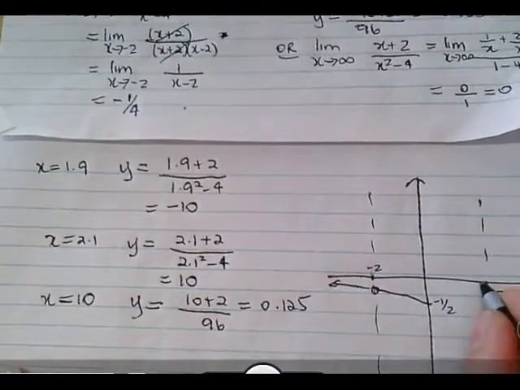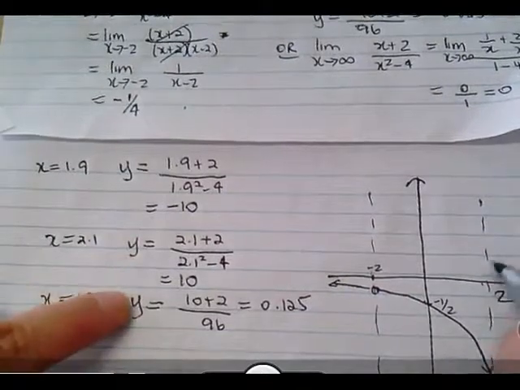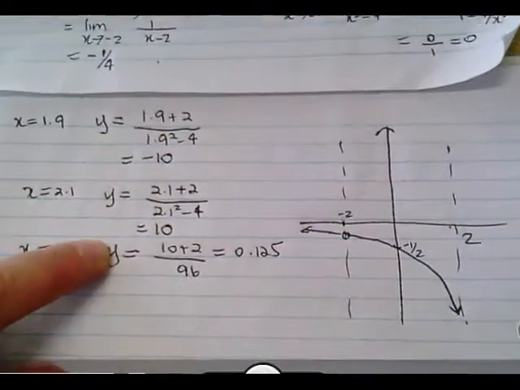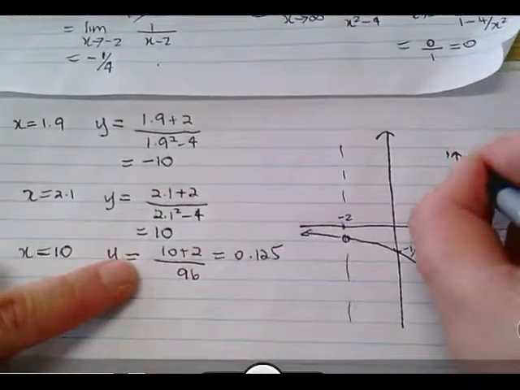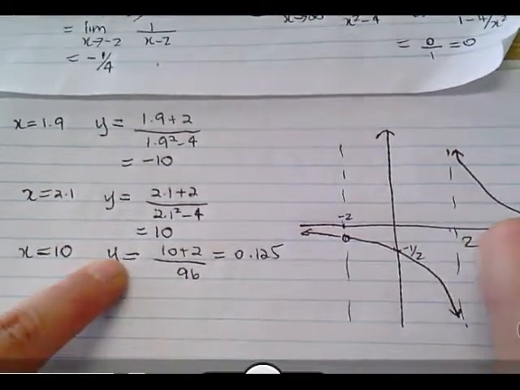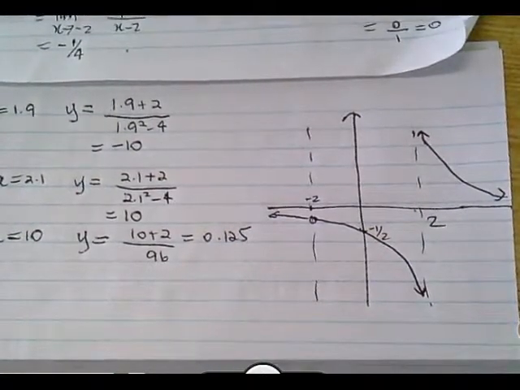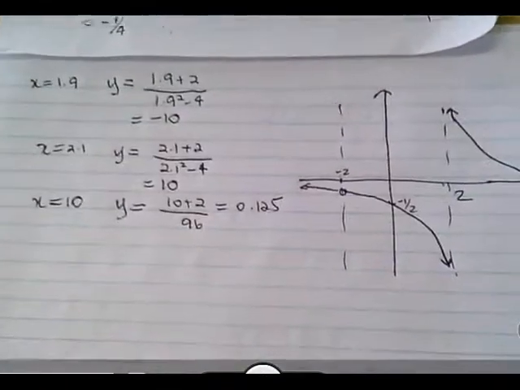When x is 1.9, we got -10, so down here. When x is 2.1, we got +10 up here. And when x was 10, we got just above 0, which means it's going like that. And we're done. Bit of a different one, that one. Okay.